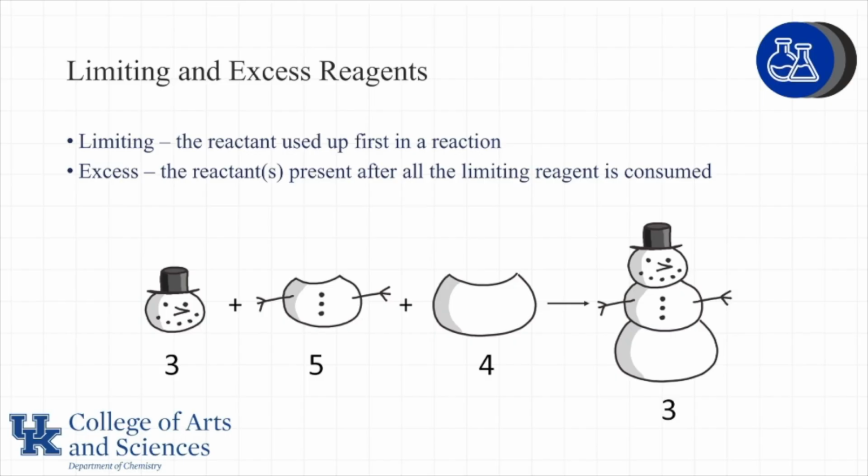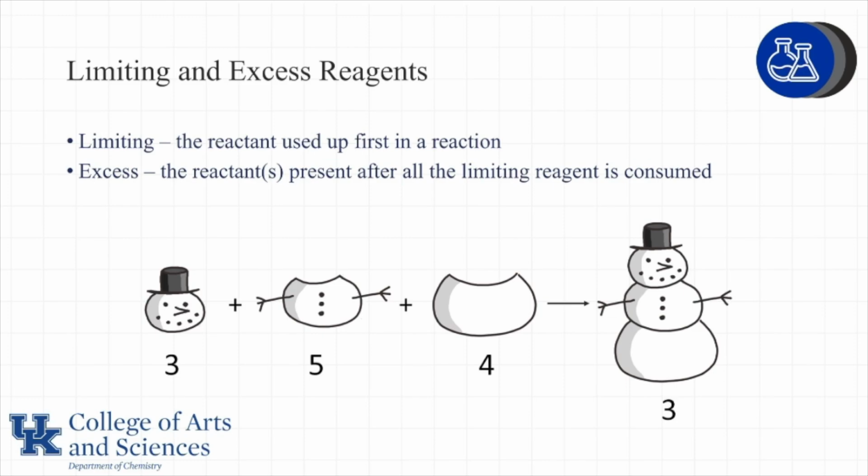Reactants and reagents are two terms used interchangeably with one another. The limiting reactant is the one that's used up first in a reaction. Once it's gone, the reaction will stop because no more product can be formed without that particular reactant. The excess reagent or excess reactants are those that are present after all of the limiting reagent is consumed.